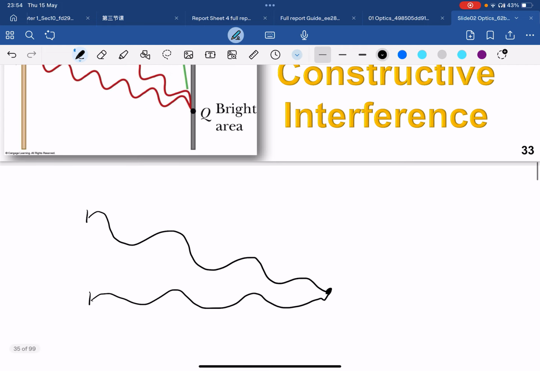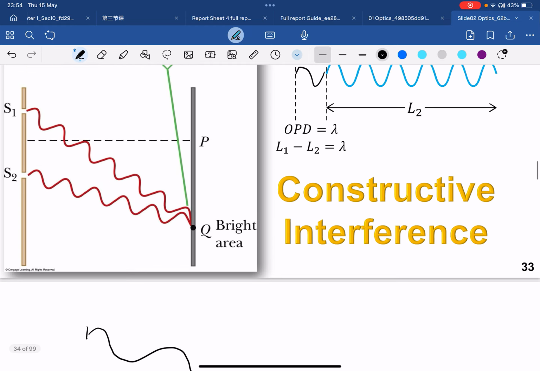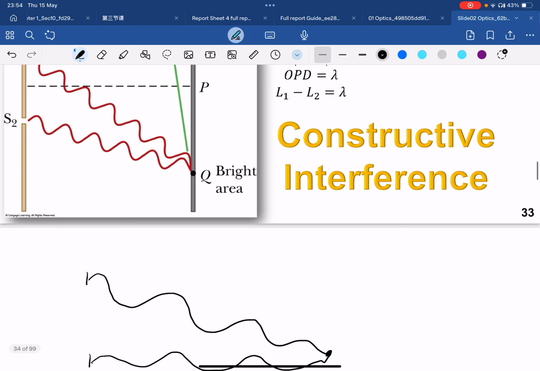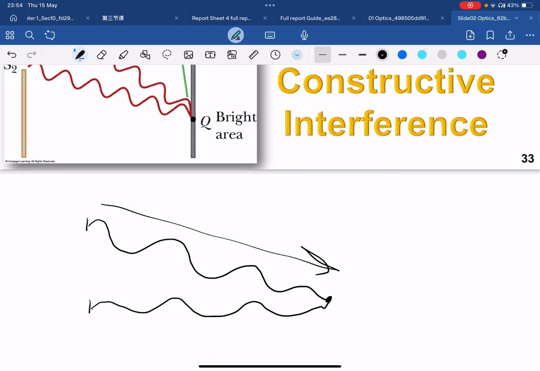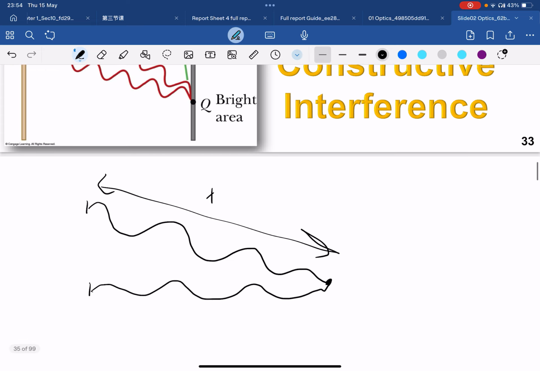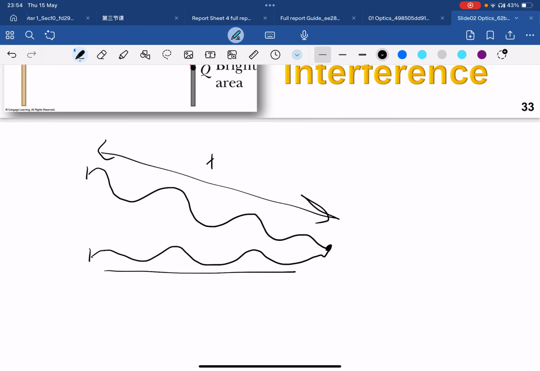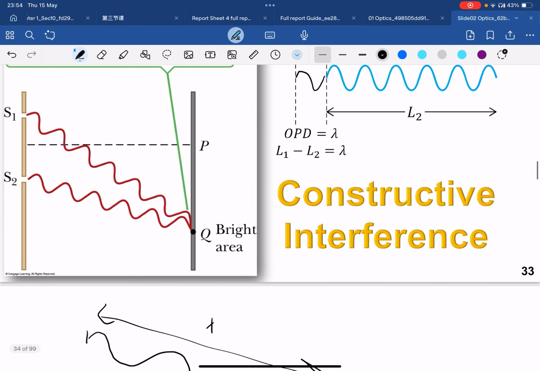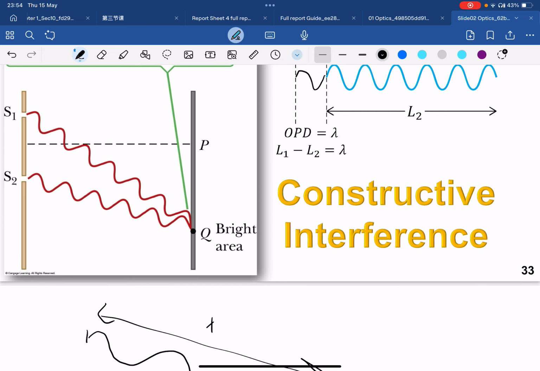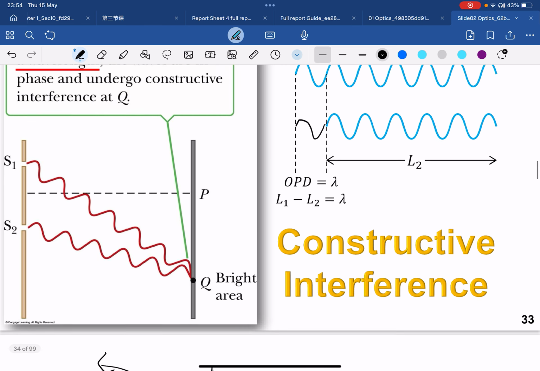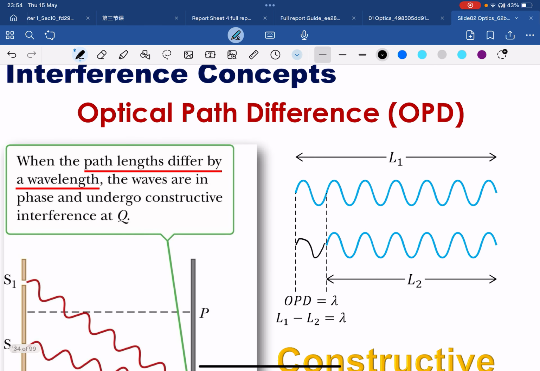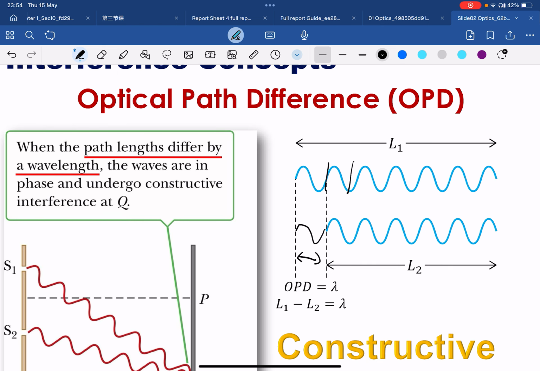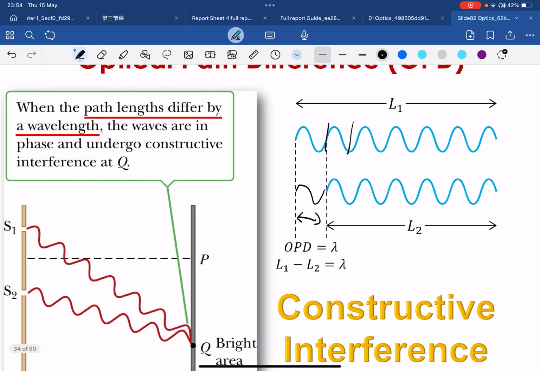They meet up over here. This is a bit bad though, but the difference between this wavelength and this wavelength is going to be different. And when the difference between the two wavelengths is one whole wavelength, essentially one wavelength of this, then it's a constructive interference.